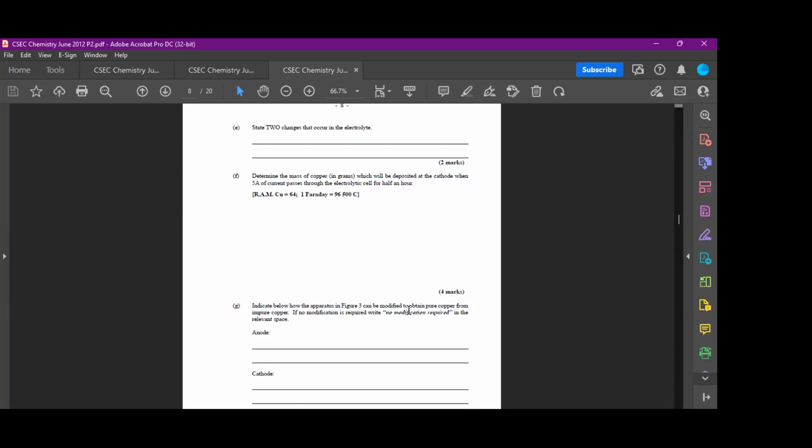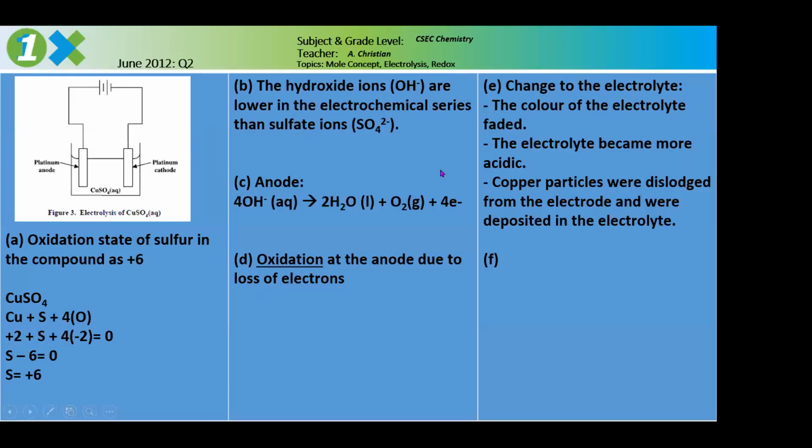Remember the copper sulfate is now broken up. Remember that a while ago? Changes in the electrolyte, copper starts to deposit. So now sulfate is present in the electrolyte. The color starts to fade, no longer blue because of the splitting of the copper and the sulfate. So it goes from blue to colorless or just pale? It will eventually reach colorless if the reaction goes on long enough.